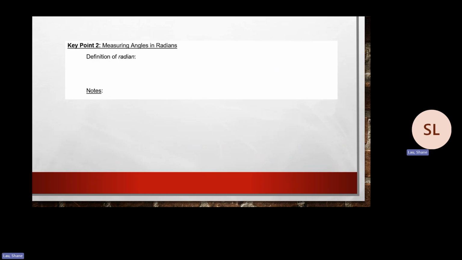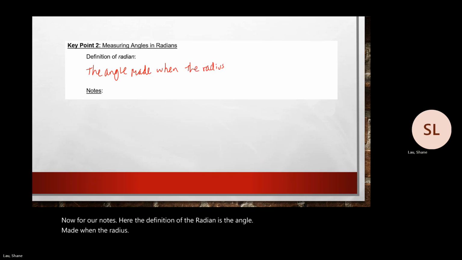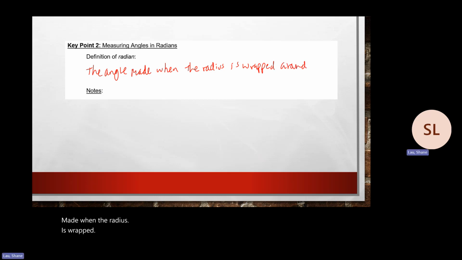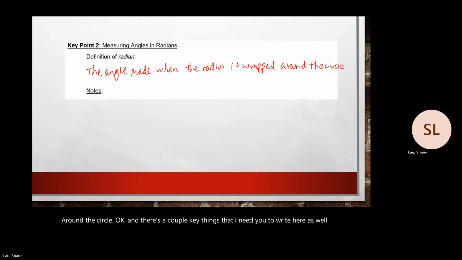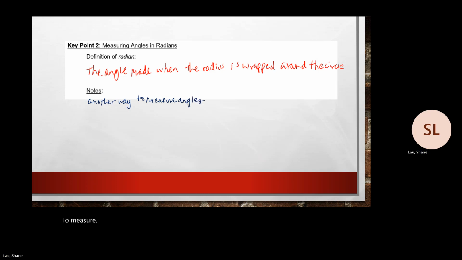Now, for our notes here, the definition of the radian is the angle made when the radius is wrapped around the circle. Okay. And there's a couple key things that I need you to write here as well. In the notes section here, you're going to write another way to measure angle. Okay. Another way to measure angles.